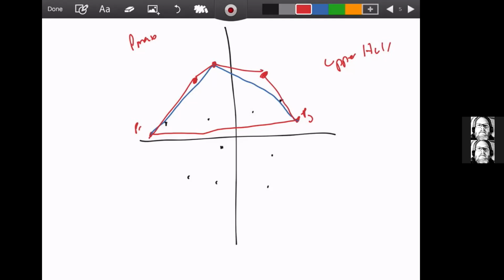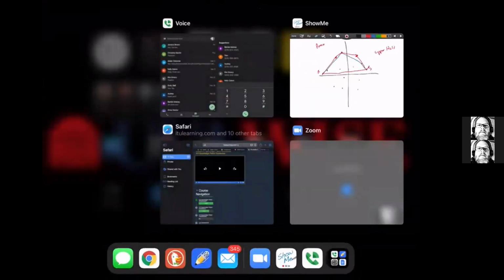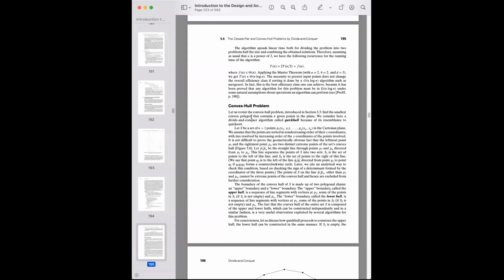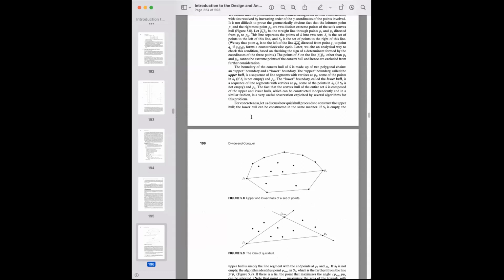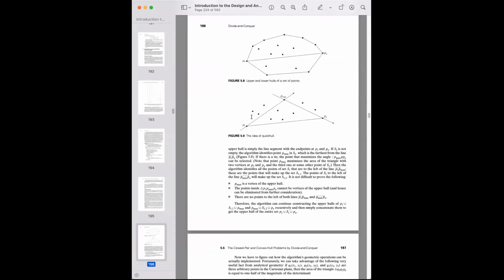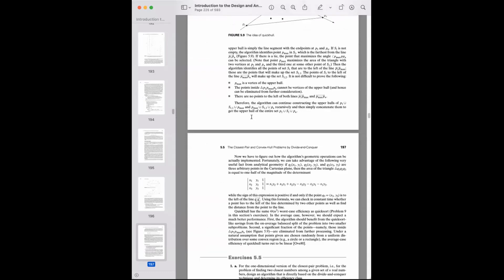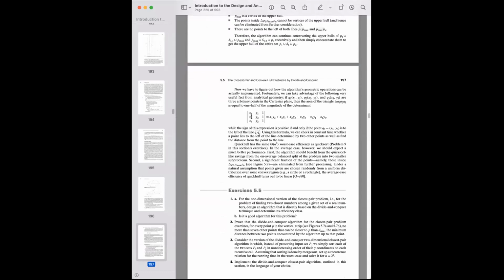So let's go back and look at the textbook. Okay, so again, that's the convex hull problem. That's just what they showed us there. They're going to go through, determine the P max, and see if that is going to work out for us. Okay.